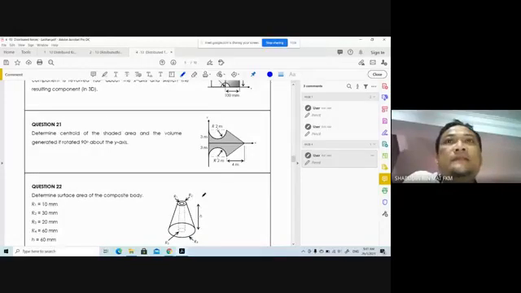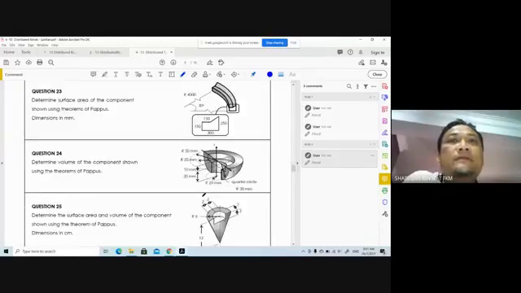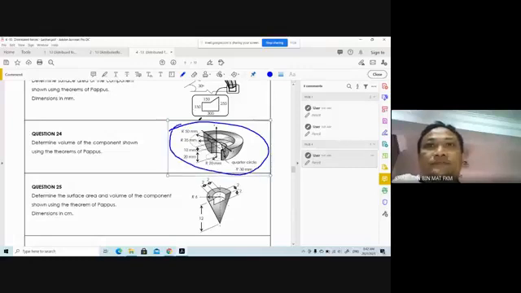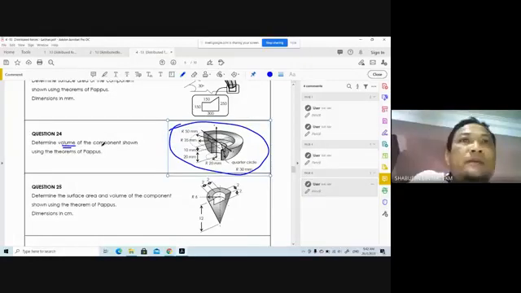The thing that I want to say today is this question. Determine the volume of the component shown using the theorem of Pappus. It means that you have to rotate it about the y-axis. Look through this one in detail.